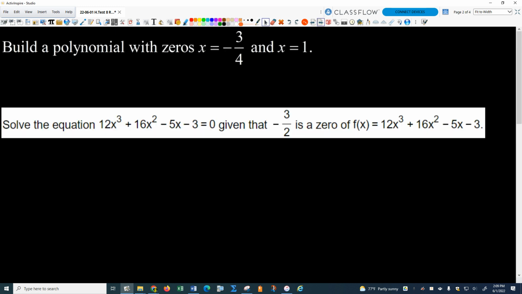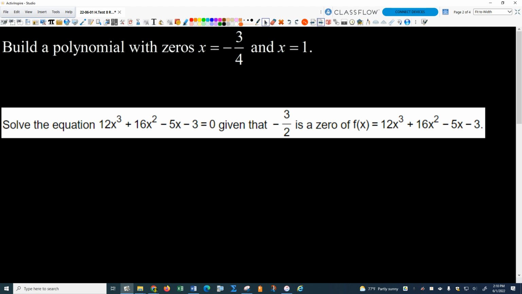Okay, what about this? So this is kind of a bonus question on the test. It's only worth like 1 or 2 points. But I want to show you what you do with one like this. This is the question. They give us this big polynomial, and they tell us that negative 3/2 is a zero of f of x. We want to find the other zeros of this function, given that. Okay? Well, let's try something.